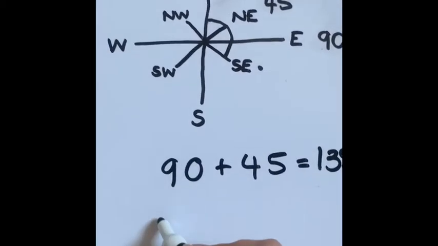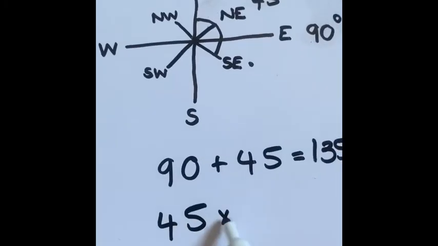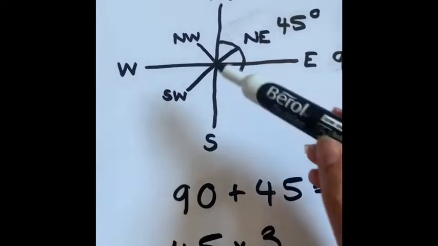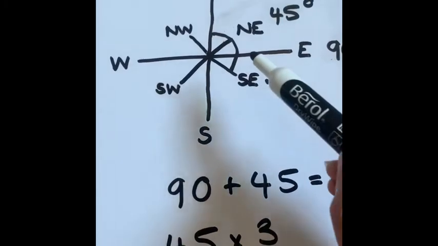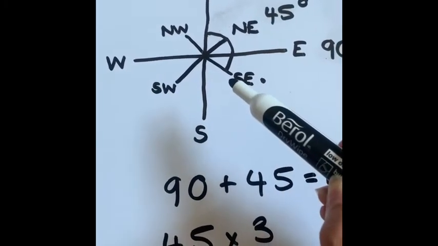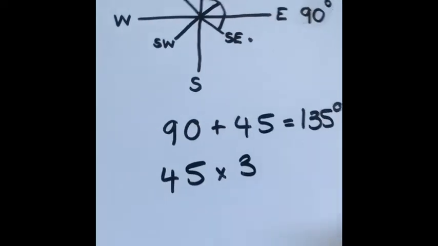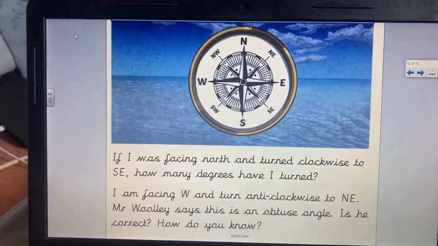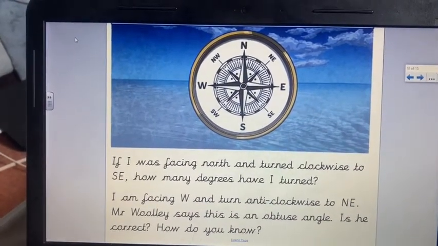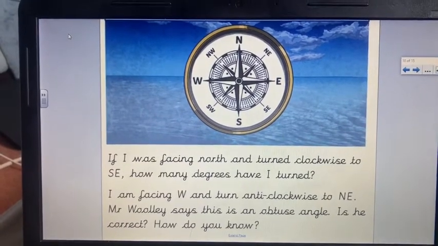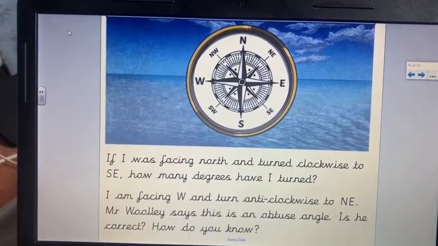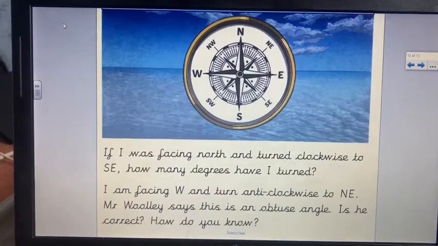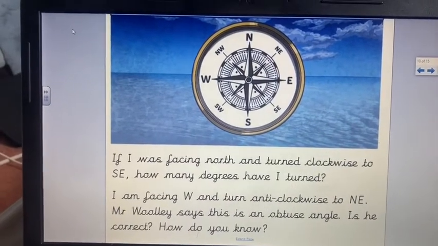Or you might do 45 times 3, which would still give you the same answer, because you can see you've gone 1, 2, 3 steps. So there are 2 different ways that you could have worked out that answer. Time for question 2, which says, I'm facing W, meaning west, and turn anti-clockwise to NE, so northeast. Mr. Woolley says this is an obtuse angle. Is he correct, and how do you know?